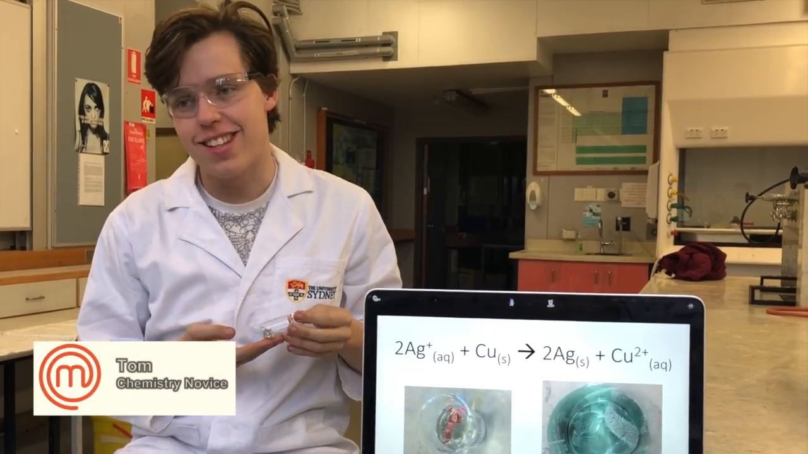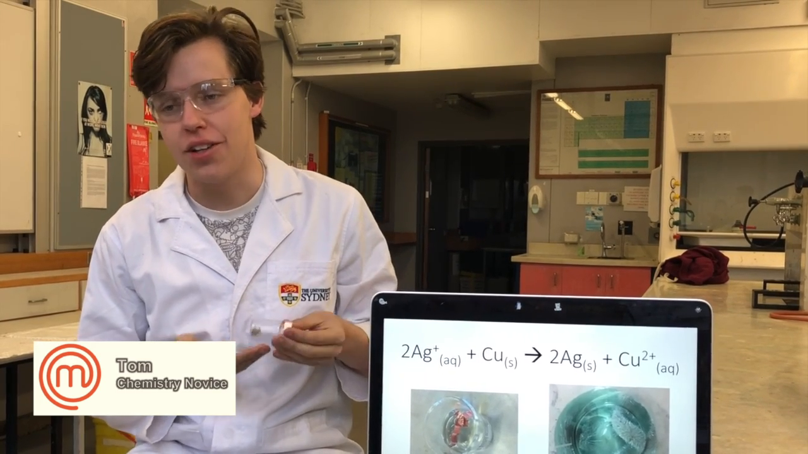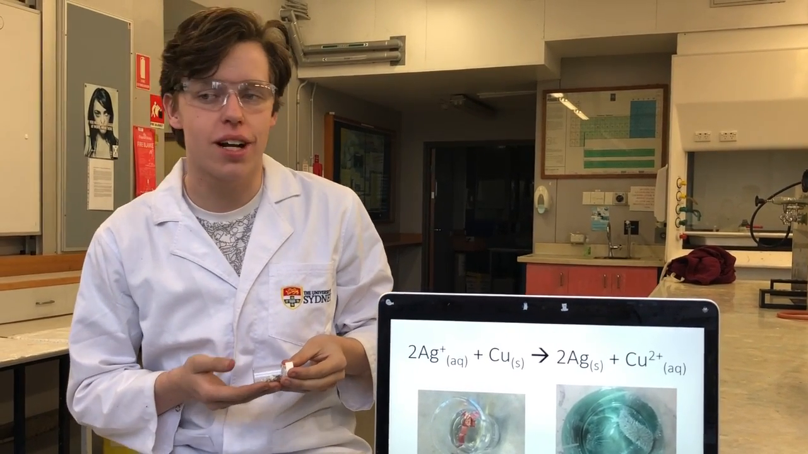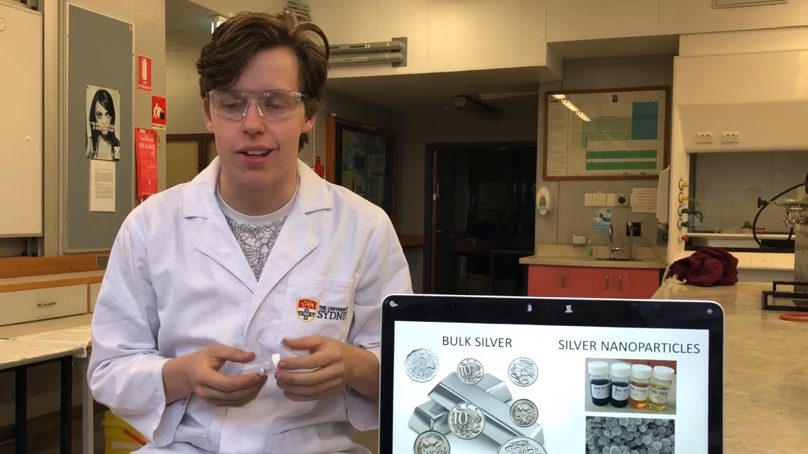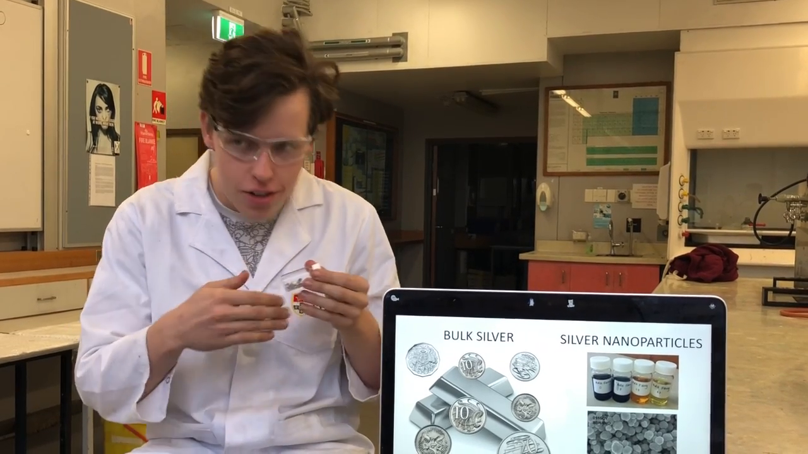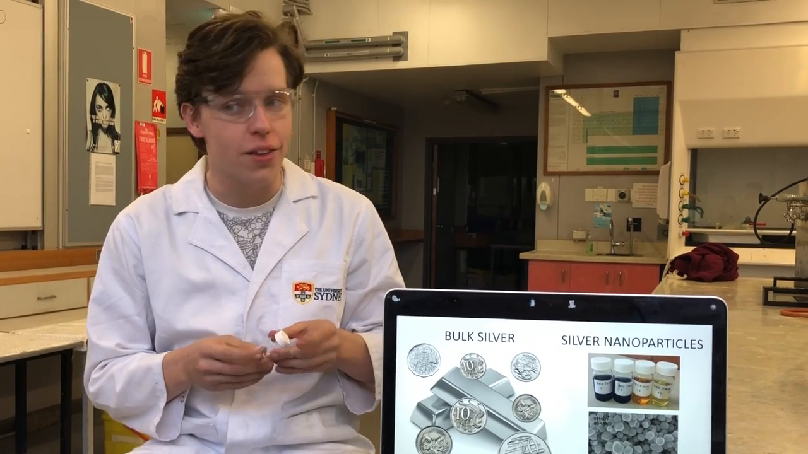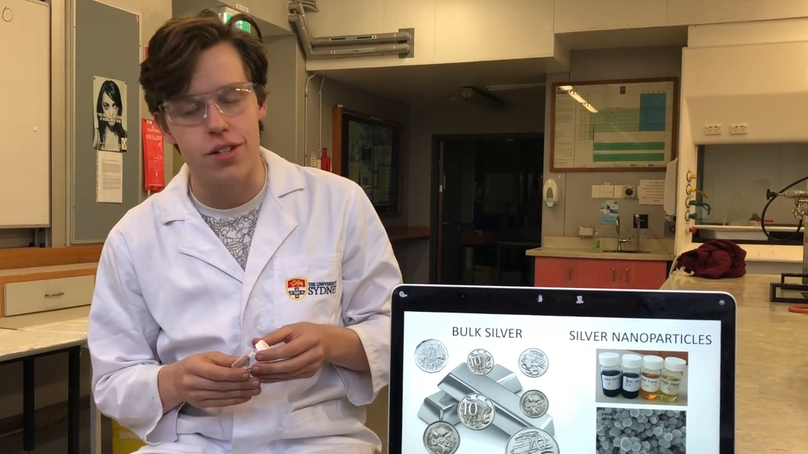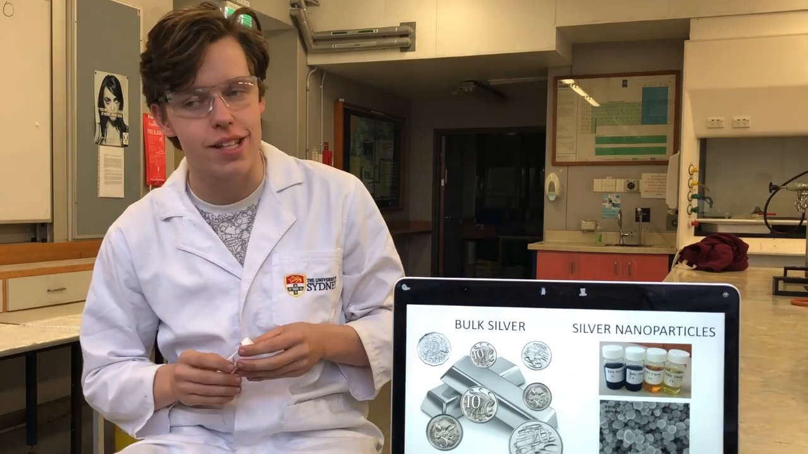I can't believe I synthesized bulk silver using a displacement reaction and not nanoparticles. Bulk metals interact with light via reflection, as light, an electromagnetic wave, causes the electrons to oscillate. These oscillations produce another electromagnetic wave, which causes reflection, whereas silver nanoparticles absorb some of this incident light.